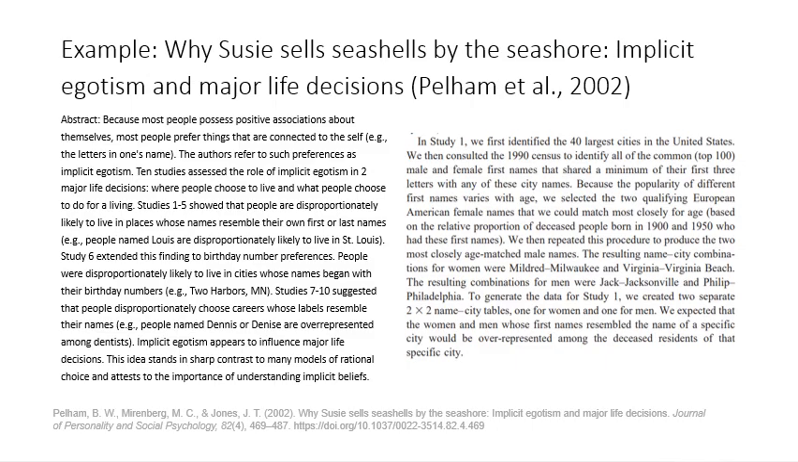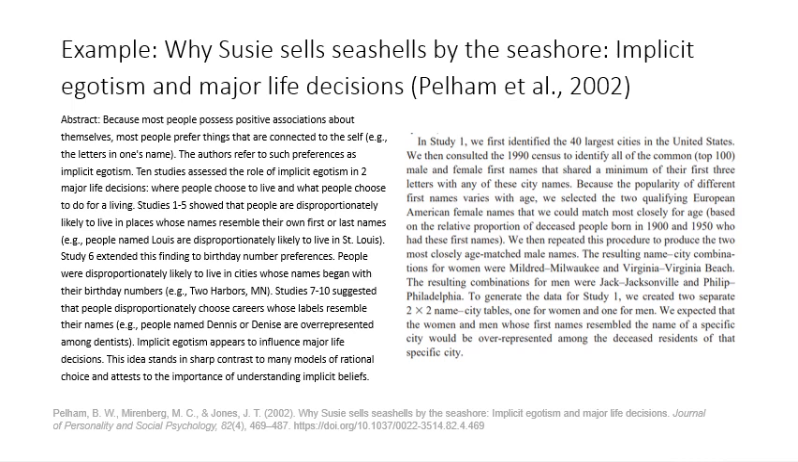So in this particular study by Pelham and colleagues, the researchers start by saying, why Susie sells seashells by the seashore. You'll notice all the S's in this little tongue twister. But then the study, implicit egotism and major life decisions. And this is kind of an interesting study of archives. So they state most people prefer things that are connected to the self. So that's egotism. So for example, the letters in one's name. We prefer the letters that are in our own name. And there's a lot of evidence behind this. And they call this implicit egotism.